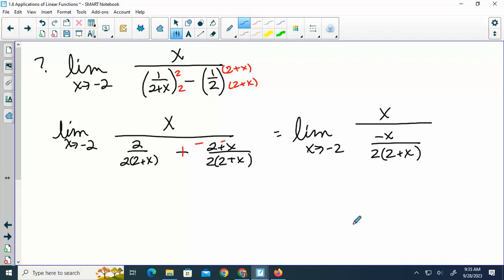Now, like on question number 6, once you put it together, things canceled out and we were pretty well done. This one's a little bit uglier. It has an extra step because we have a fraction and a fraction. How do we divide fractions? So this top is like x over 1, so we'd have x over 1 times 2 times 2 plus x over negative x.